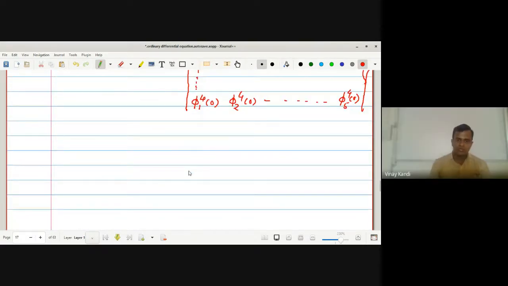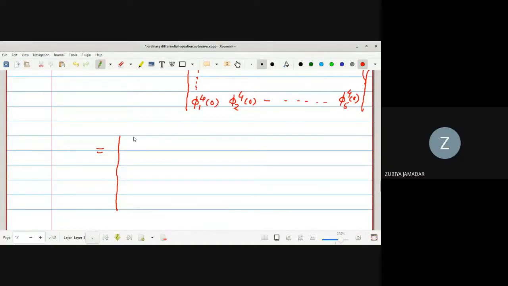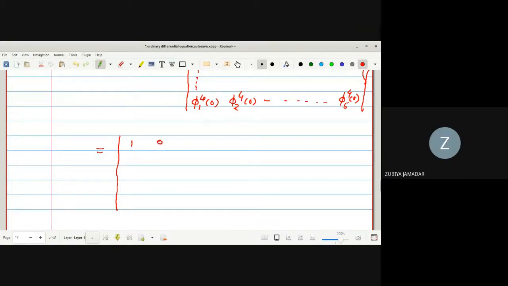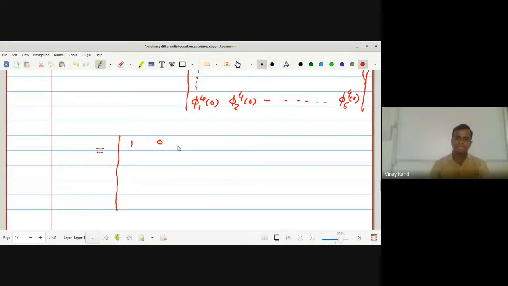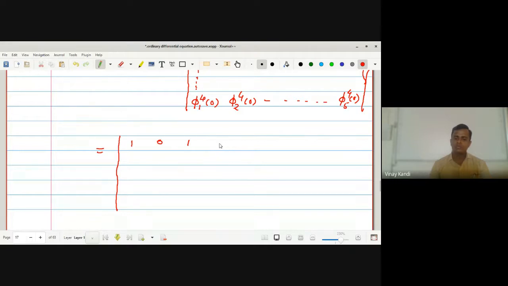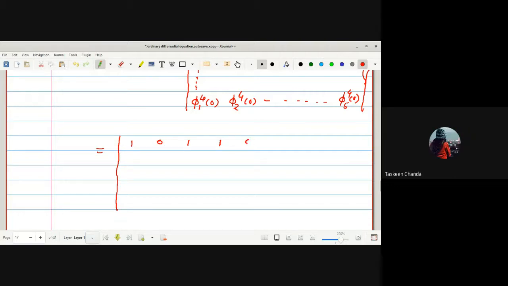Find the value. What is the phi 1 at 0? phi 1, phi 2 काय ते लक्षात ठेवा. phi 1 काय तुमचा e raised to x. ओके, e raised to x म्हणजे e raised to 0 काय येणार? 1. ओके, phi 2 काय? x into e raised to x. Put x is equal to 0. What we get? 0. ओके, कळते ना? Yes, sir. phi 3 काय तुमचा e raised to minus x. e raised to minus 0, 1. cos x, कॉस 0, 1. साइन 0 किती येणार? 0. ओके.